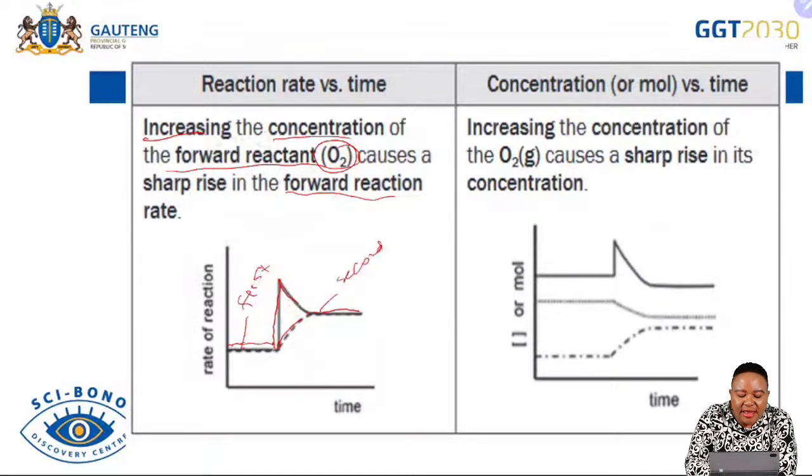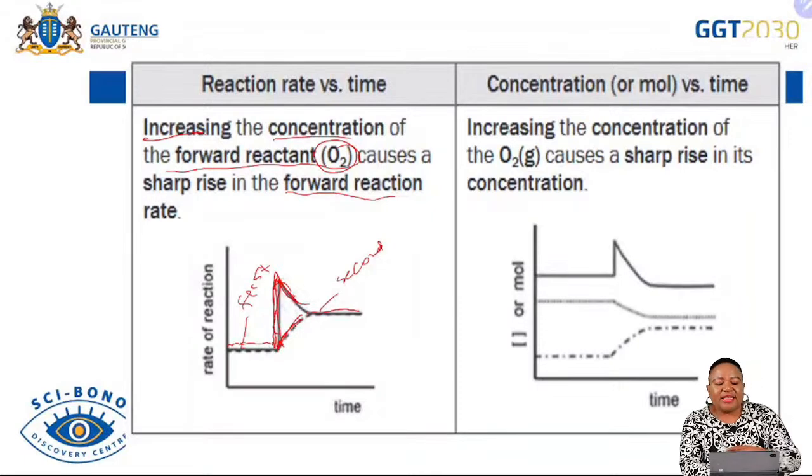So here what we have done, we have increased the concentration of one of the reactants, and you can see that the forward reaction graph rises sharper because you are increasing the concentration of one of the reactants. So it means the rate of the forward reaction will be faster than the rate of the reverse reaction. However, both the reactions increase, but they don't increase at the same rate.